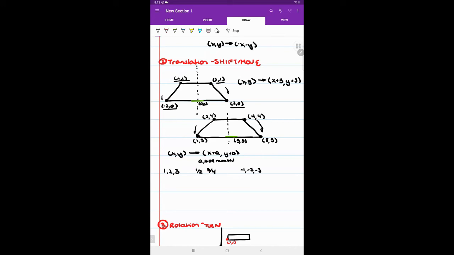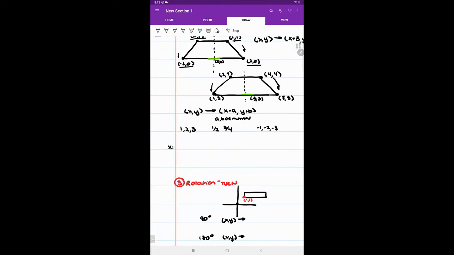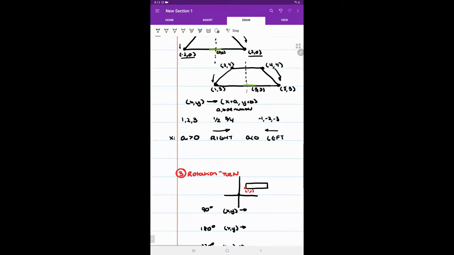Now, what does the positive versus negative mean? Well, when we're thinking about the x coordinate, a positive a means we're translating to the right, because when you increase the x coordinate, the point moves to the right. A negative a means translation to the left, because when you decrease the x coordinate, that's a translation to the left. Now, if we think of y, a positive b is a translation up, because when you increase the y coordinate, that's translating up. And a negative b is translating down, because when you decrease the y coordinate, that's going down.